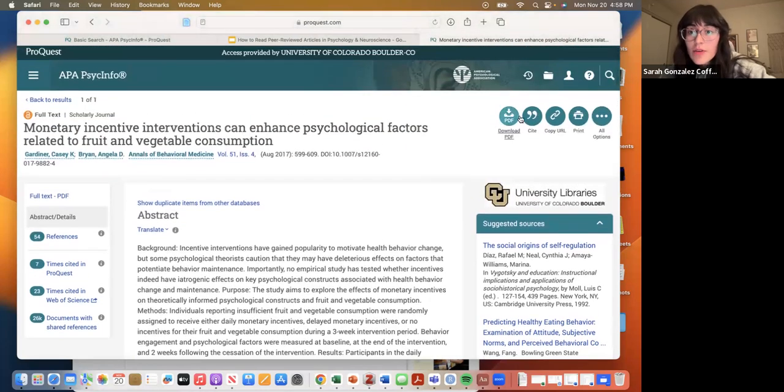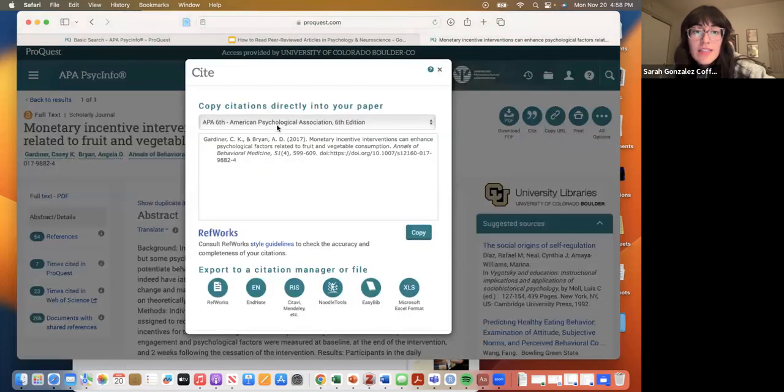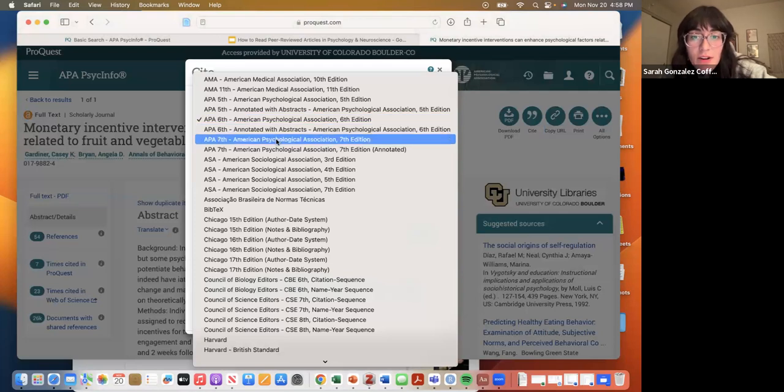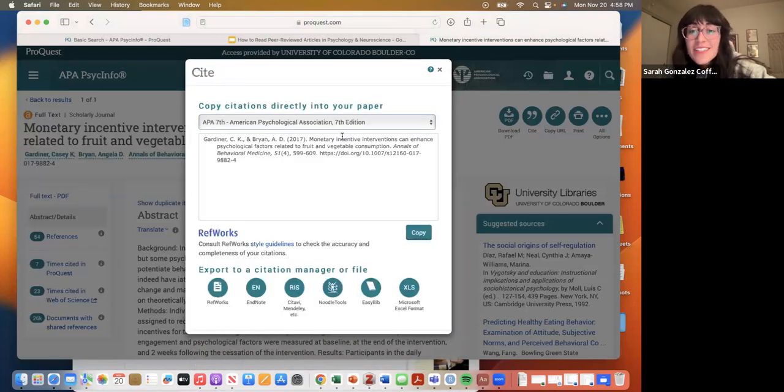So you can go ahead from this point, you can cite. So you can see an APA 7 citation here, or this is a 6. Let me drop down and put the right citation. So you can see you can generate the citation here. So this is super helpful.